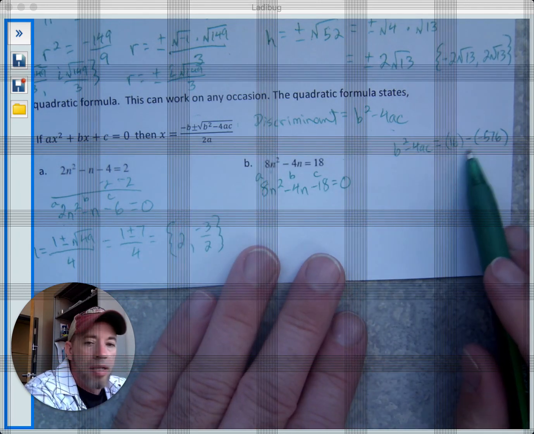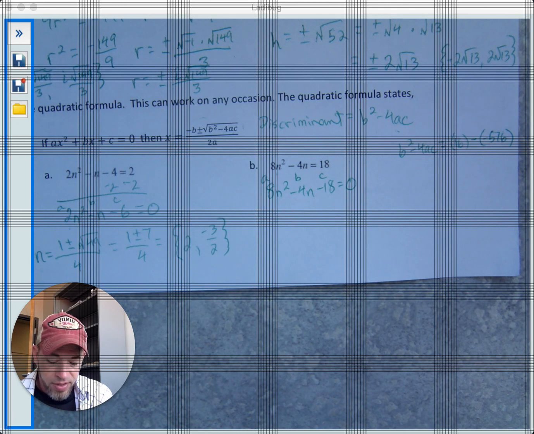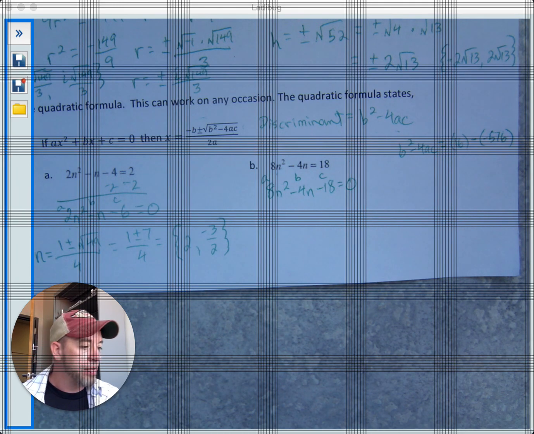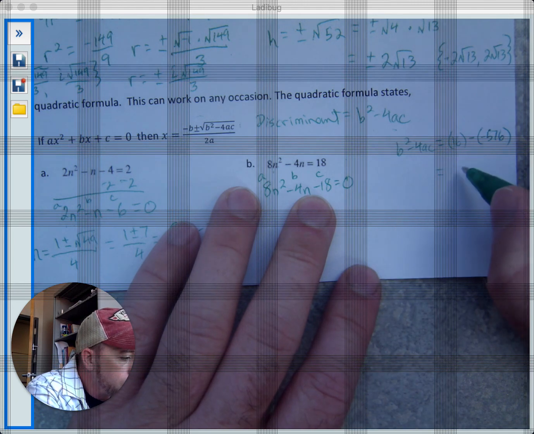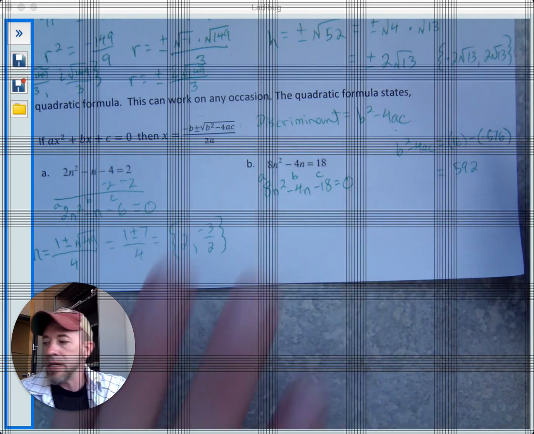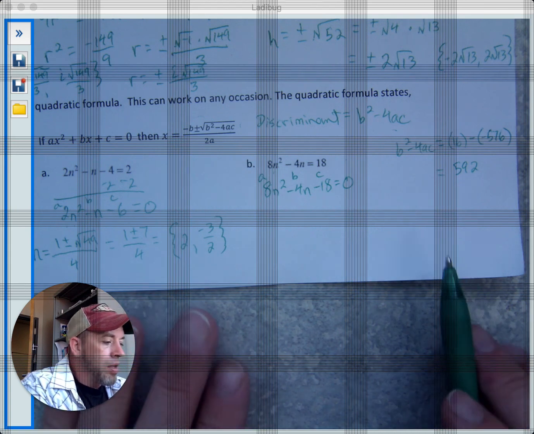So we have 16 minus a negative 576. So that's 16 plus 576. What is that? 592, right? So that equals 592. That's my discriminant. All right, so we have 592.